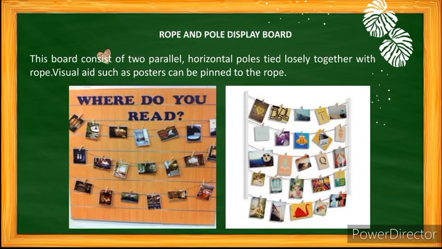Our last example is the rope and pole display board. This board consists of 2 parallel horizontal poles tied loosely together with rope. Visual aids such as posters can be pinned to the rope. This tool is used for training sessions or workshops.